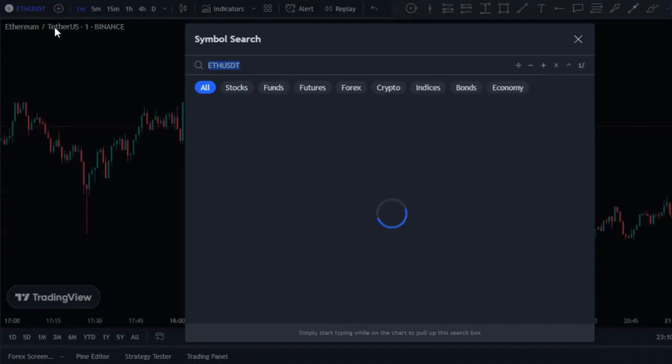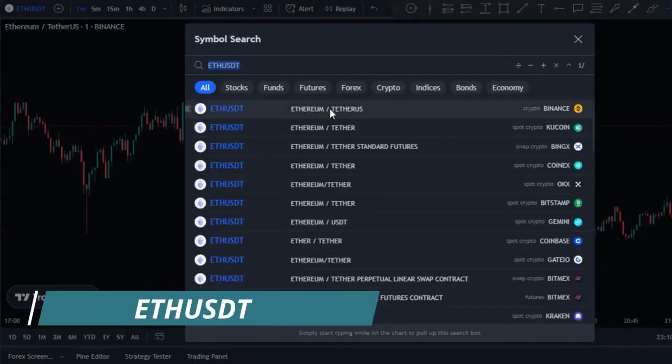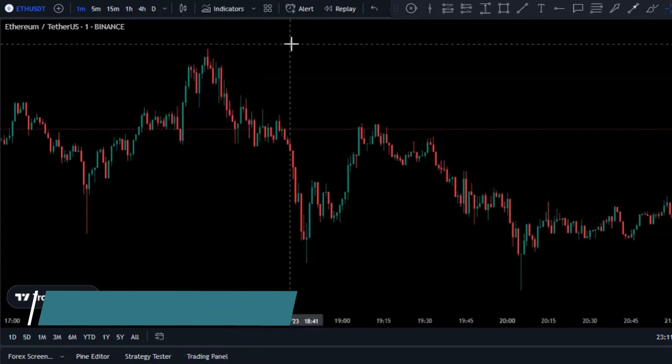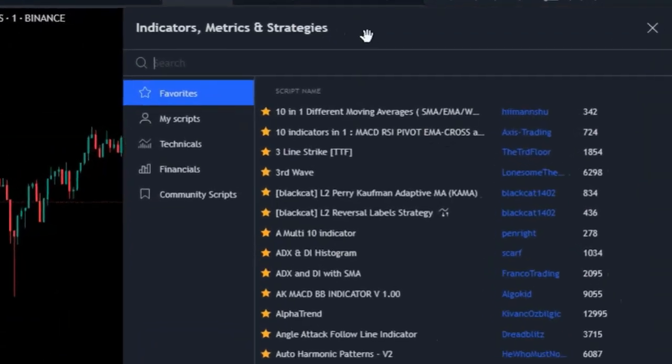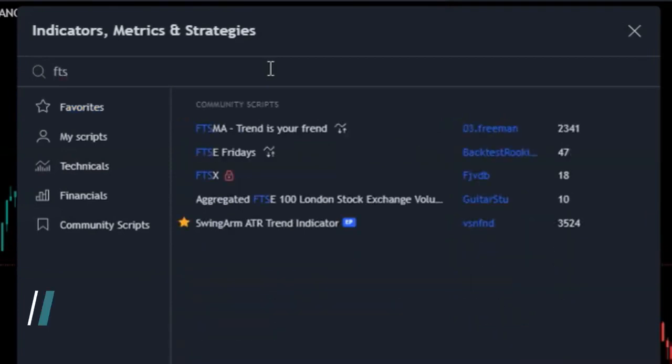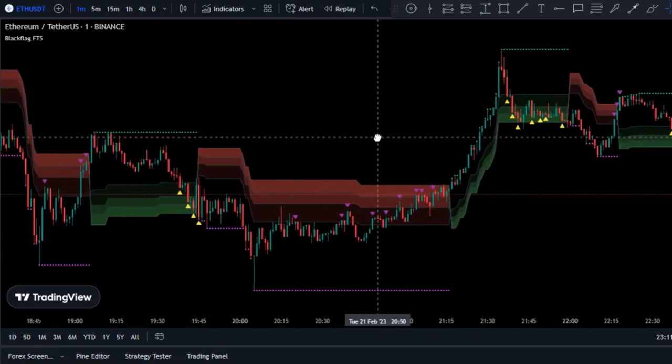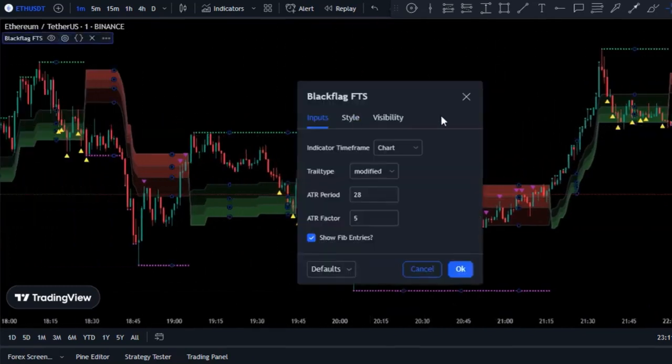Open Ethereum chart on the TradingView platform. Then select a 1 minute time frame. The first indicator used in this setup is called FTS. After adding the indicator to the chart, we need to apply some special settings.